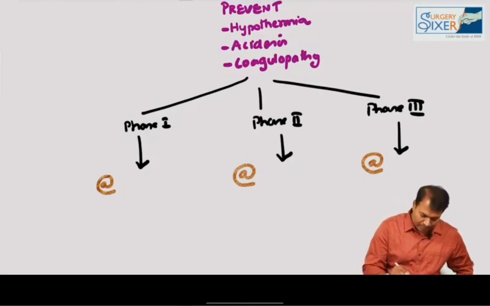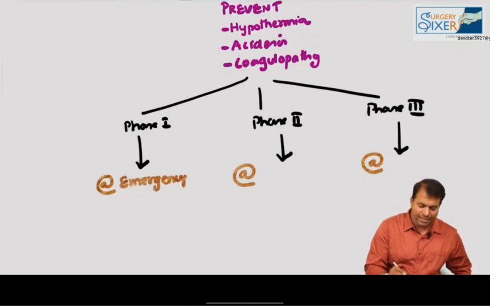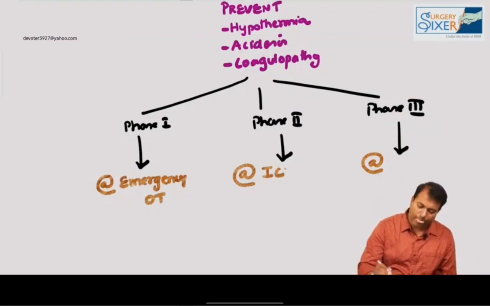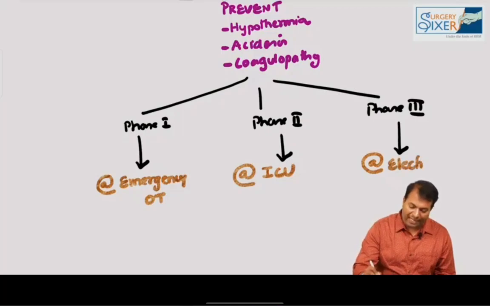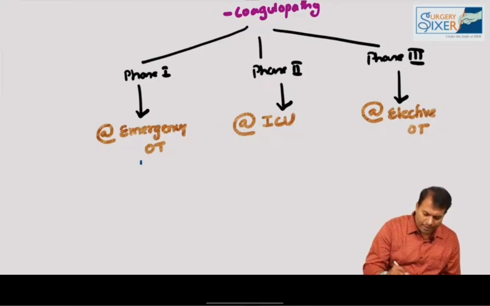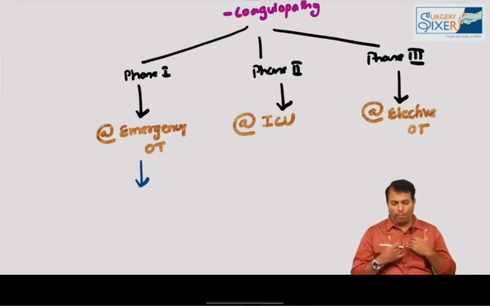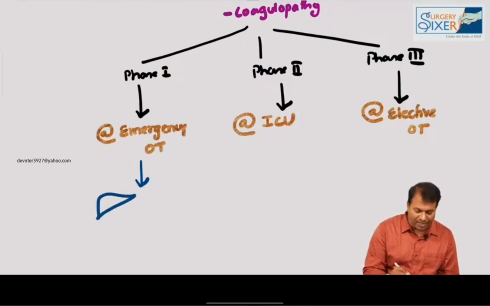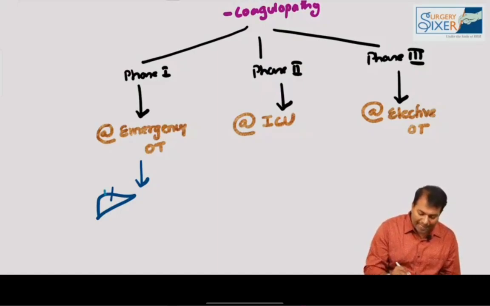Phase 1 is a procedure happening in the emergency OT, emergency operation theatre, with fewer facilities. Phase 2 happens in the ICU, the surgical intensive care unit. Phase 3 happens in the elective OT, in the presence of professors and specialists. So in Phase 1 in the emergency OT, shift the patient to the OT, open the abdomen, and a full laparotomy is done. For example, if there is an abdominal injury, open the abdomen, and you must not try to do definitive surgeries. For example, if there is a liver laceration, I will not go and repair it. I will just go and pack it.